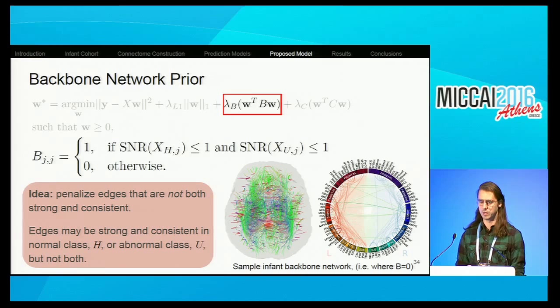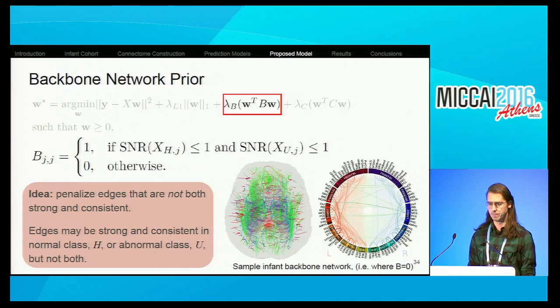On the bottom right, you can see an example of the backbone network, which is essentially the network where B equals zero in all cases. And we can see it makes sense. It's fairly symmetric. We have lots of intrahemispheric connections on the cortex. And then we have a few strong interhemispheric connections.